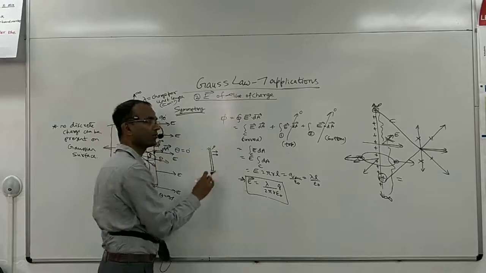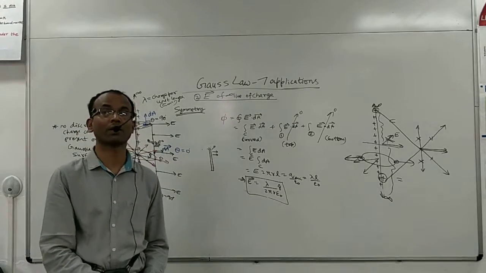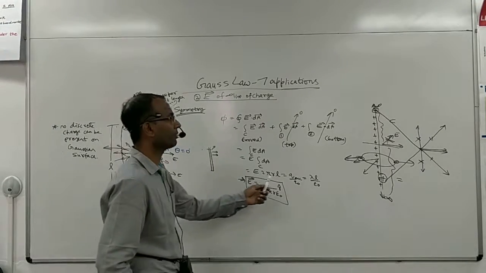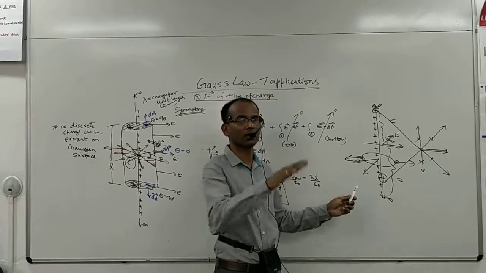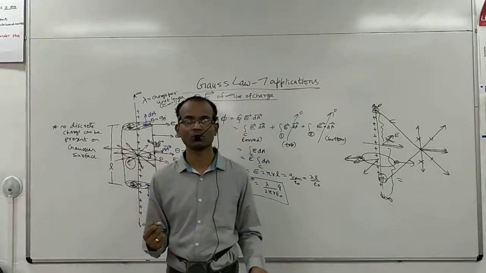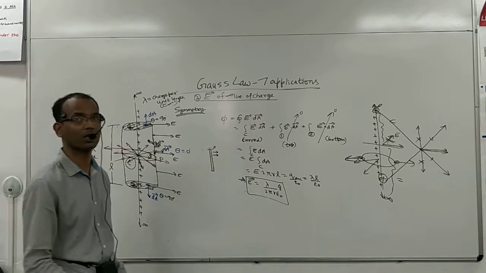That's why we don't do derivation for finite charge distribution. We do infinite charge distribution, because then we can make use of symmetry and say the electric field is only horizontal and we can find it out. So now we will take an infinite sheet of charge.